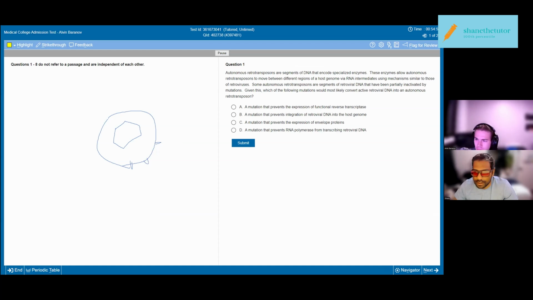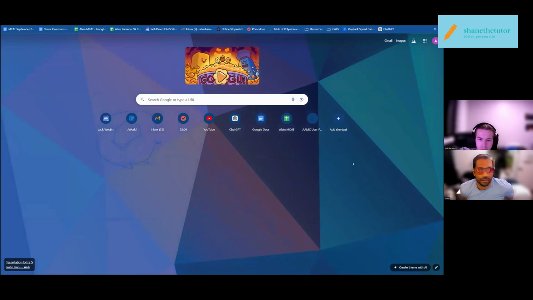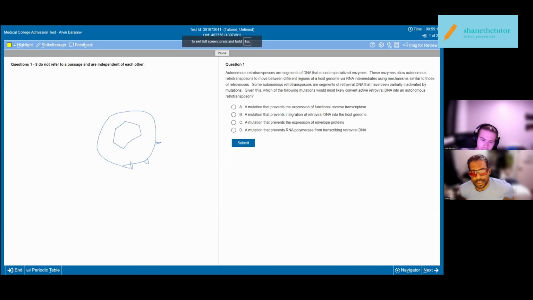So I think the question stem is a little verbose, but when you see questions like this, you really want to understand or simplify what it is exactly that they're asking. What I can see is maybe we're being asked to convert active retroviral DNA into autonomous retrotransposons, and they talk about some of these retrotransposons being segments of the retroviral DNA that's partially inactivated. What can distinguish active retroviral DNA from partially inactive retroviral DNA?